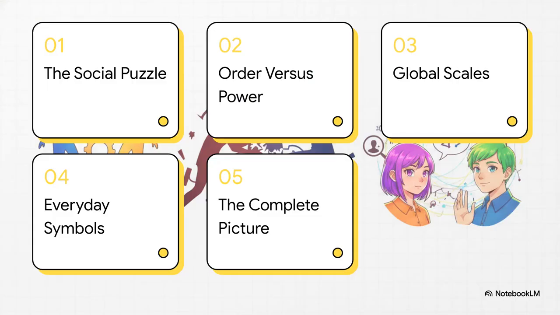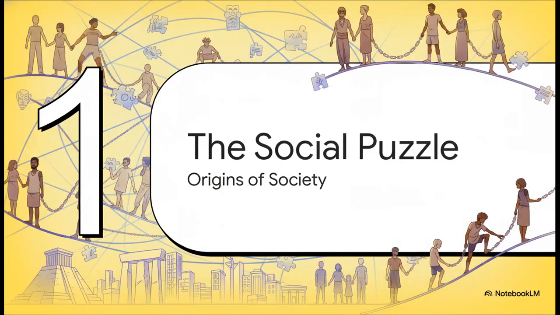Here is our roadmap for today's analysis. We're going to start with the social puzzle, then tackle order versus power. After that, we'll look at global and environmental scales, decode everyday symbolic meanings, and finally, bring it all together to see the complete picture. Section 1.